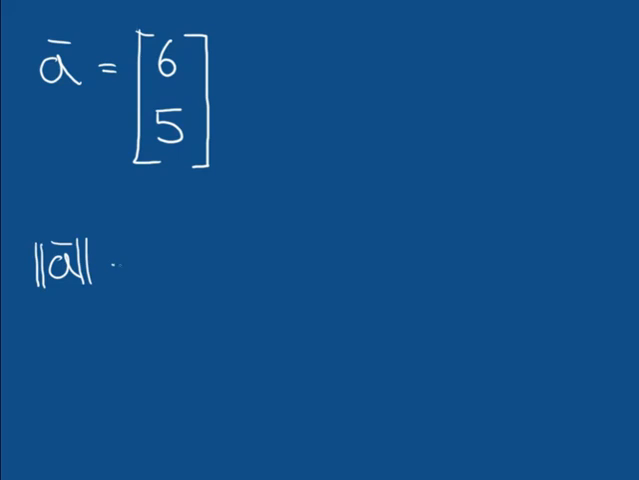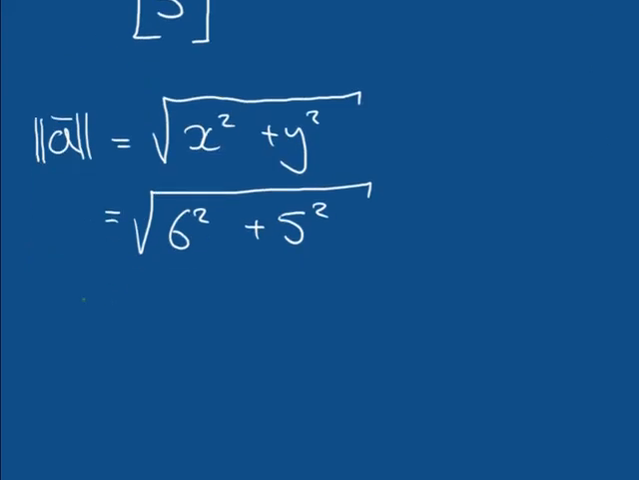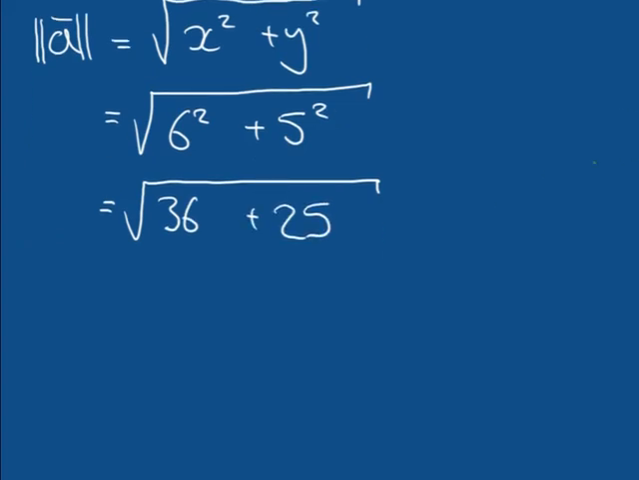The magnitude of a vector in a 2D Cartesian system is equal to the square root of x squared plus y squared, which is equal to the square root of 6 squared plus 5 squared, which is equal to the square root of 36 plus 25, which is equal to the square root of 61.